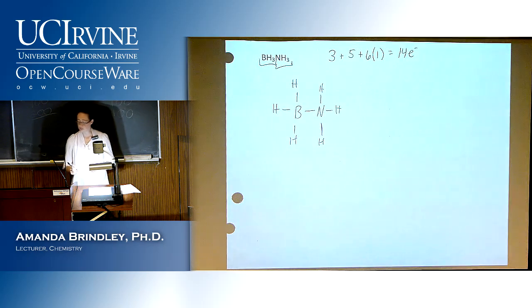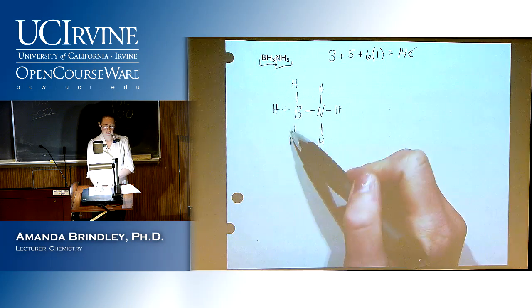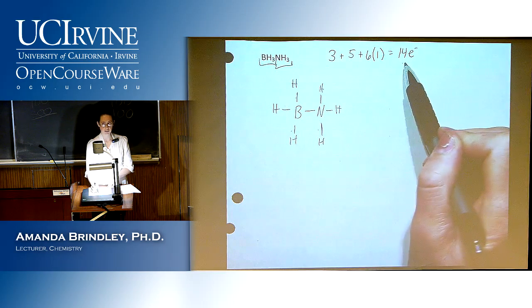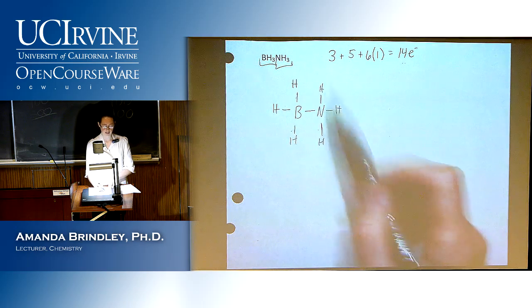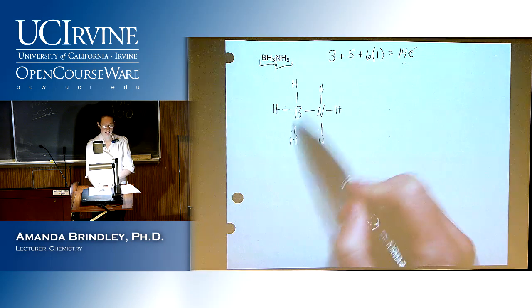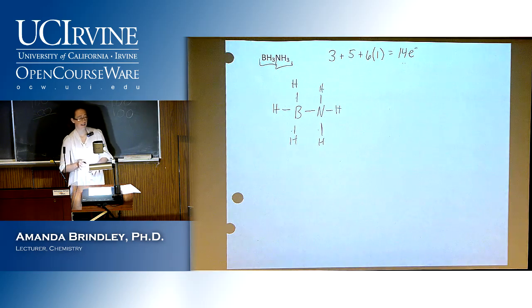And so at this point, we say, okay, well, how many electrons do we have? 2, 4, 6, 8, 10, 12, 14. So we're good. Does everything have its octet filled, or for hydrogen its duet? Well, all the hydrogens are set. And then boron has 2, 4, 6, 8, and nitrogen has 2, 4, 6, 8. And so we're set there.